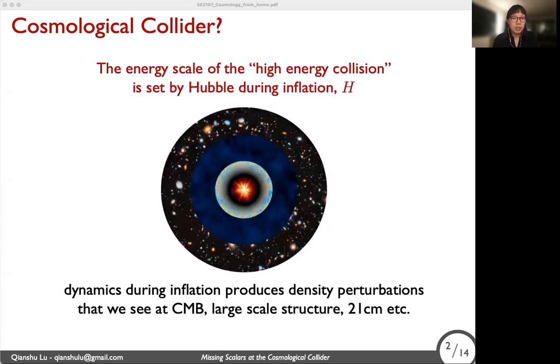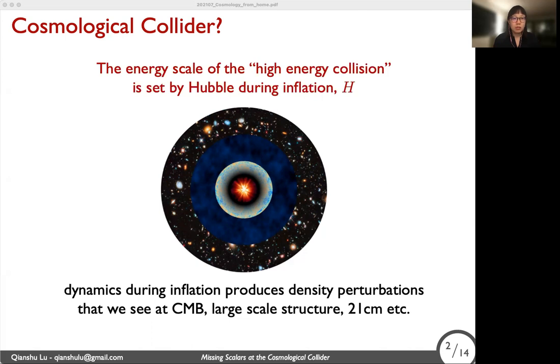The Cosmological Collider is very powerful because the energy scale of the high energy collision is set by Hubble during inflation, which can be orders and orders of magnitude higher than what we can possibly achieve at the terrestrial collider in the foreseeable future.